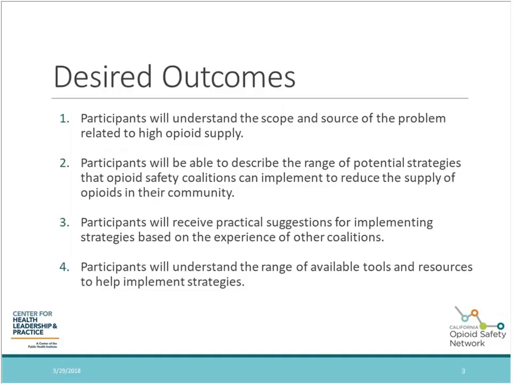So our webinar today, our desired outcomes are for you as participants to understand the scope and source of the problem related to high opioid supply, to be able to describe the range of potential strategies that opioid safety coalitions can implement to reduce supply of opioids in your community, for participants to be able to receive suggestions for implementing strategies based on the experience of other coalitions, and for you to understand the range of available tools and resources to help implement strategies. We will be going over quite a bit of content today.